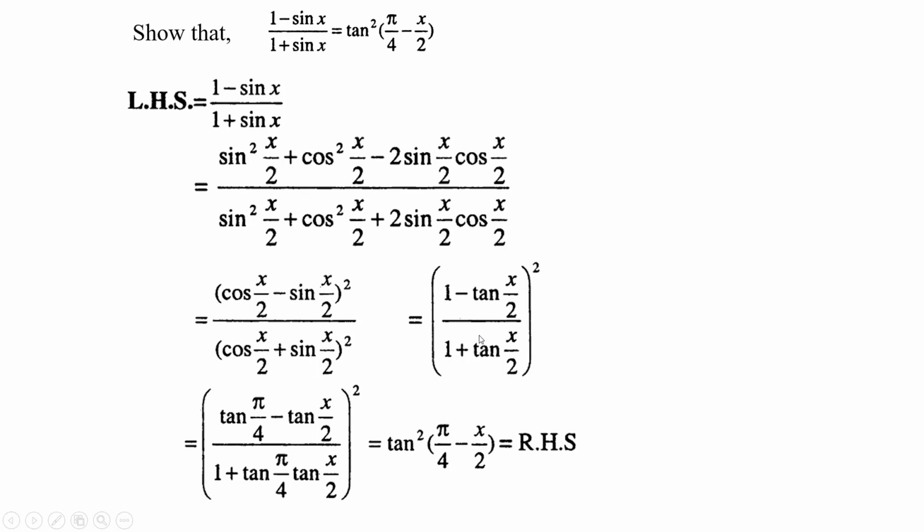And to make the formula easy, we use tan pi by 4. That is, you know the formula, tan (a minus b) equal to (tan a minus tan b) by (1 plus tan a tan b). And this is our required right hand side. So the problem is solved.